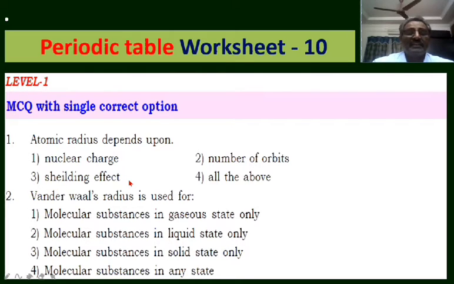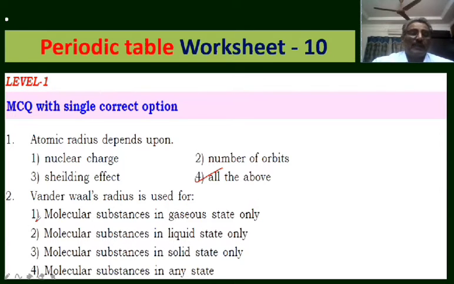As the shielding effect increases, the effective nuclear charge decreases. As a result, the size of the atom increases. So atomic radius depends on all the three factors. So all the above is the right option here. Fourth option is the right option.